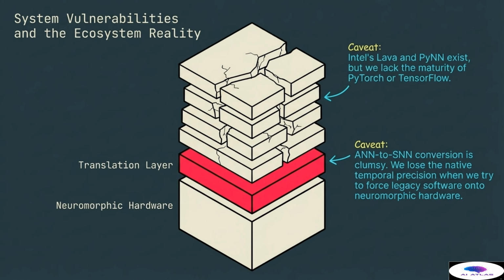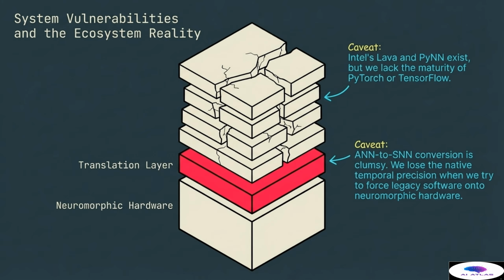The diagram shows this translation layer as a red block holding up a crumbling stack of traditional software. We need a fundamental shift in how we write code to fully realize the potential of these systems. We cannot simply port our old way of thinking into this new era. We need to develop native algorithms that are built from the ground up for event-driven, asynchronous computation.